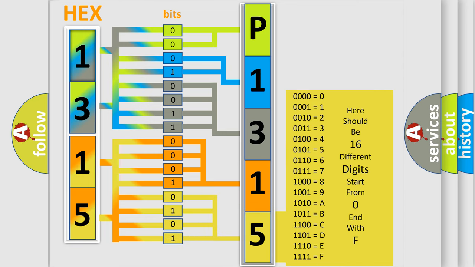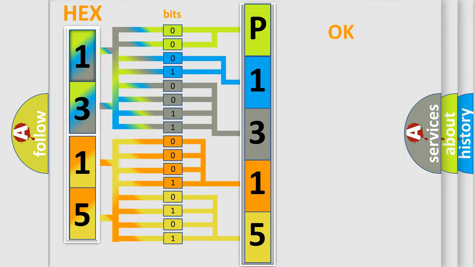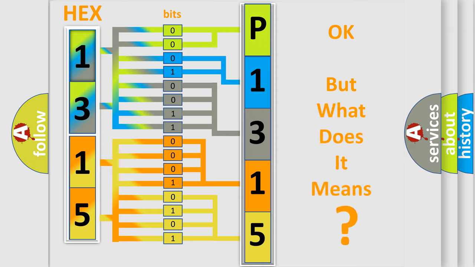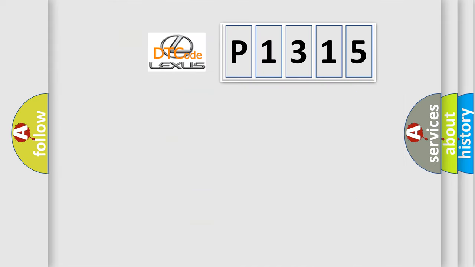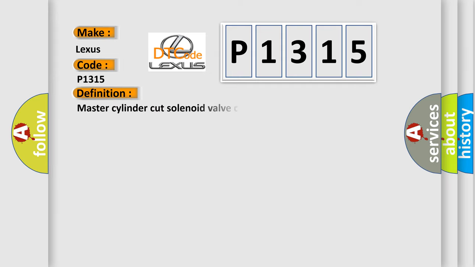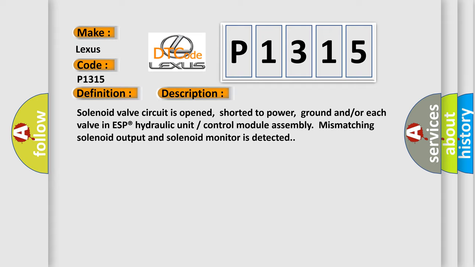We now know in what way the diagnostic tool translates the received information into a more comprehensible format. The number itself does not make sense to us if we cannot assign information to what it actually expresses. So, what does the diagnostic trouble code P1315 interpret specifically for Lexus? The basic definition is: master cylinder cut solenoid valve circuit number 2 failure with ESC. And now this is a short description of this DTC code. Solenoid valve circuit is open, shorted to power, ground, and/or each valve in the ESP hydraulic unit control module assembly mismatching solenoid output and solenoid monitor is detected.